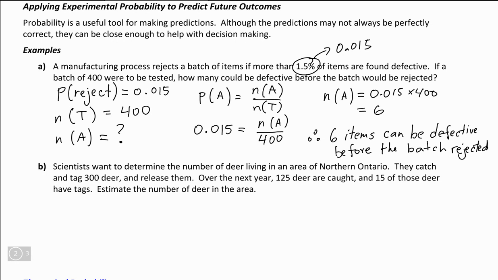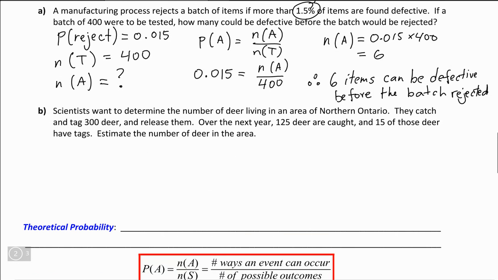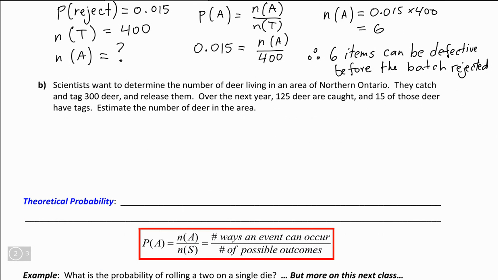So here in this question, you're testing batches of 400. Well, how many of those 400 have to be defective before they reject the entire thing? So that answer is 6. So if 6 of the items out of the 400 are defective, then they are going to reject the whole batch. Okay. Part B. Scientists want to determine the number of deer living in an area of northern Ontario.